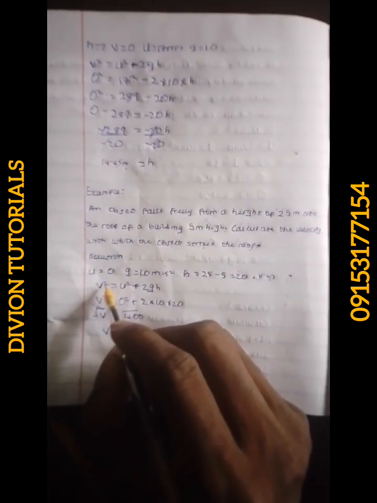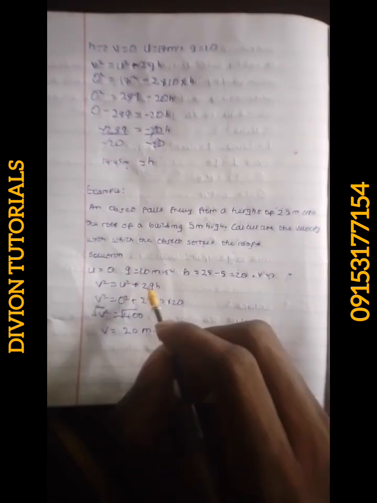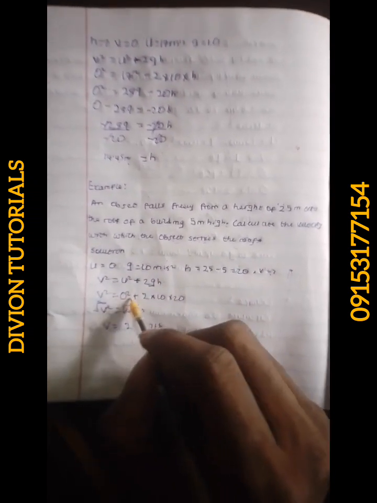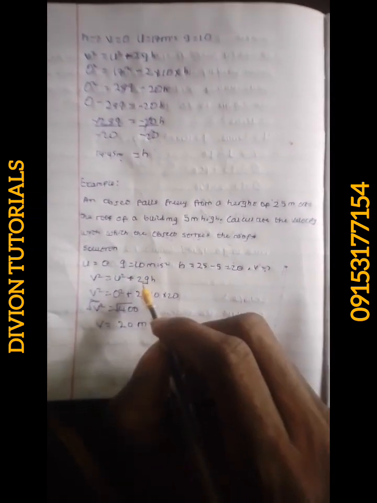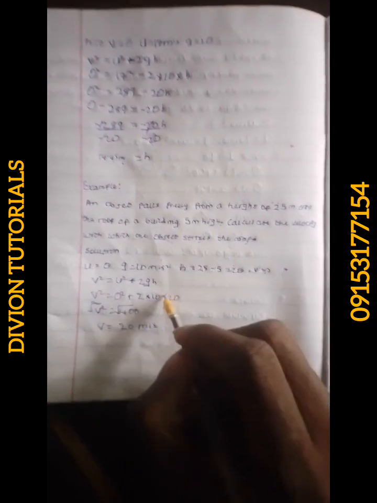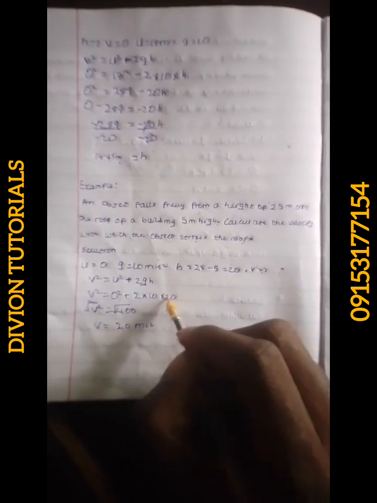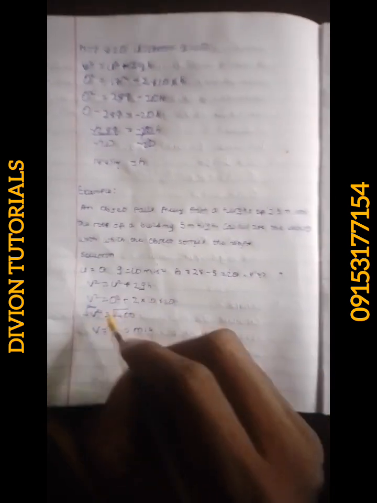Now we are looking for final velocity. V square equals u square plus 2gh. V square equals 0 square plus 2 times g, which is 10, times h, which is 20. 2 times 10 is 20, 20 times 20 is 400. V square equals 400.